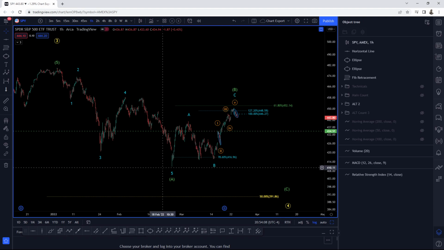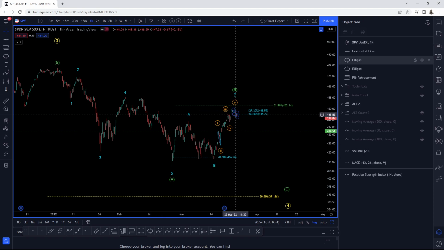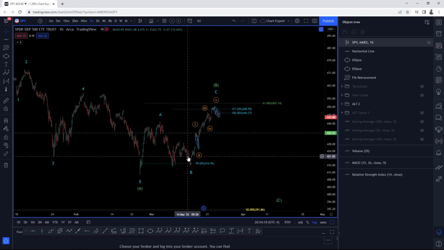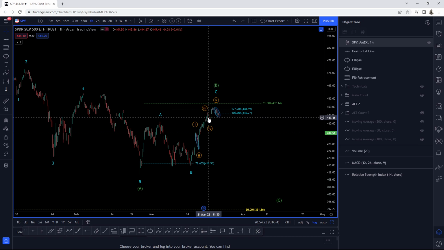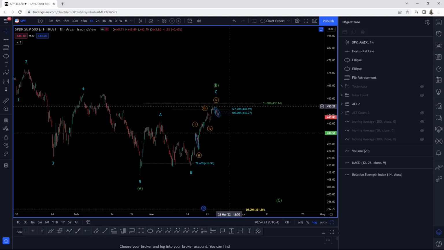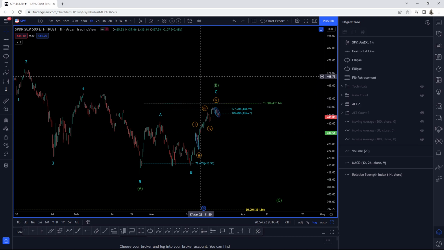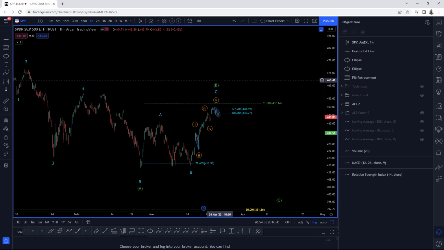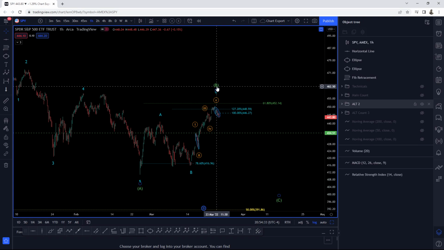Now we have 5 waves, so this is 535, which is an appropriate wave A correction here. Now the wave C will be subdivided into 5 waves, although the angle of ascent is very impulsive, it's still holding the zones of resistance that form the characteristics of a wave B pullback.